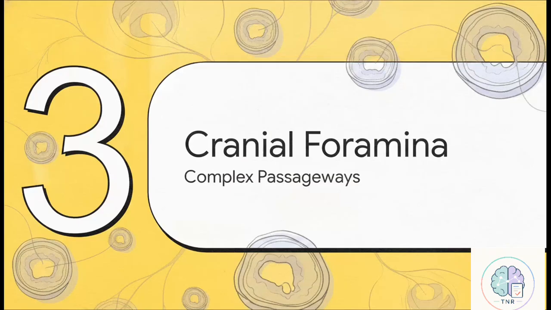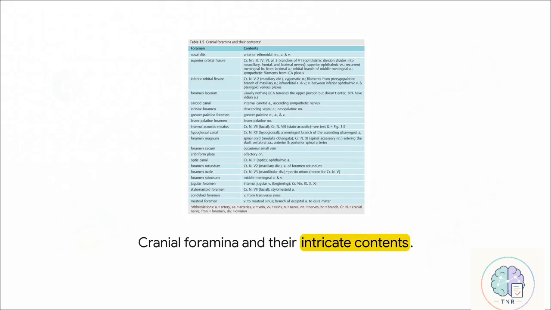Now let's travel superiorly, all the way up to the skull base. For Section 3, cranial foramina. This is where we encounter the complex, hidden passageways that protect our vital nervous system. The sheer density of the cranial foramina here is honestly staggering. You see, the skull base isn't just solid bone. It's riddled with very specific holes called foramina, and these act as incredibly strict gatekeepers for neurovascular bundles.